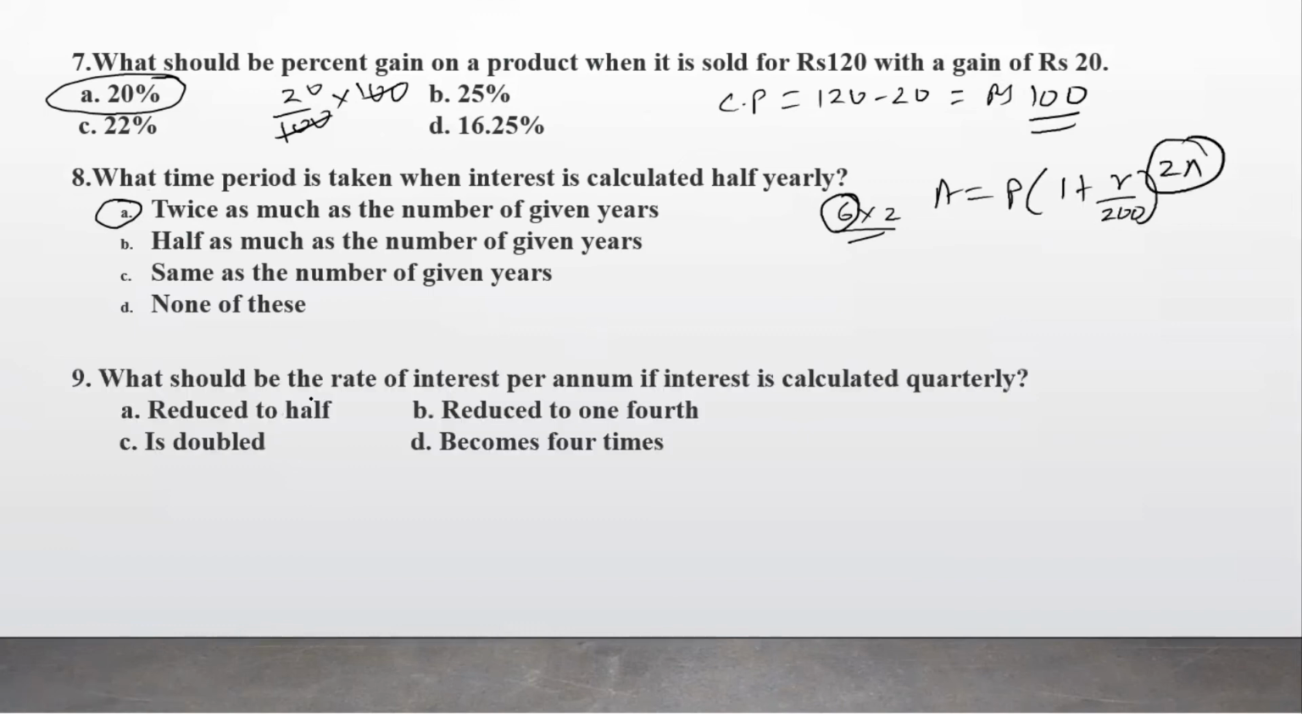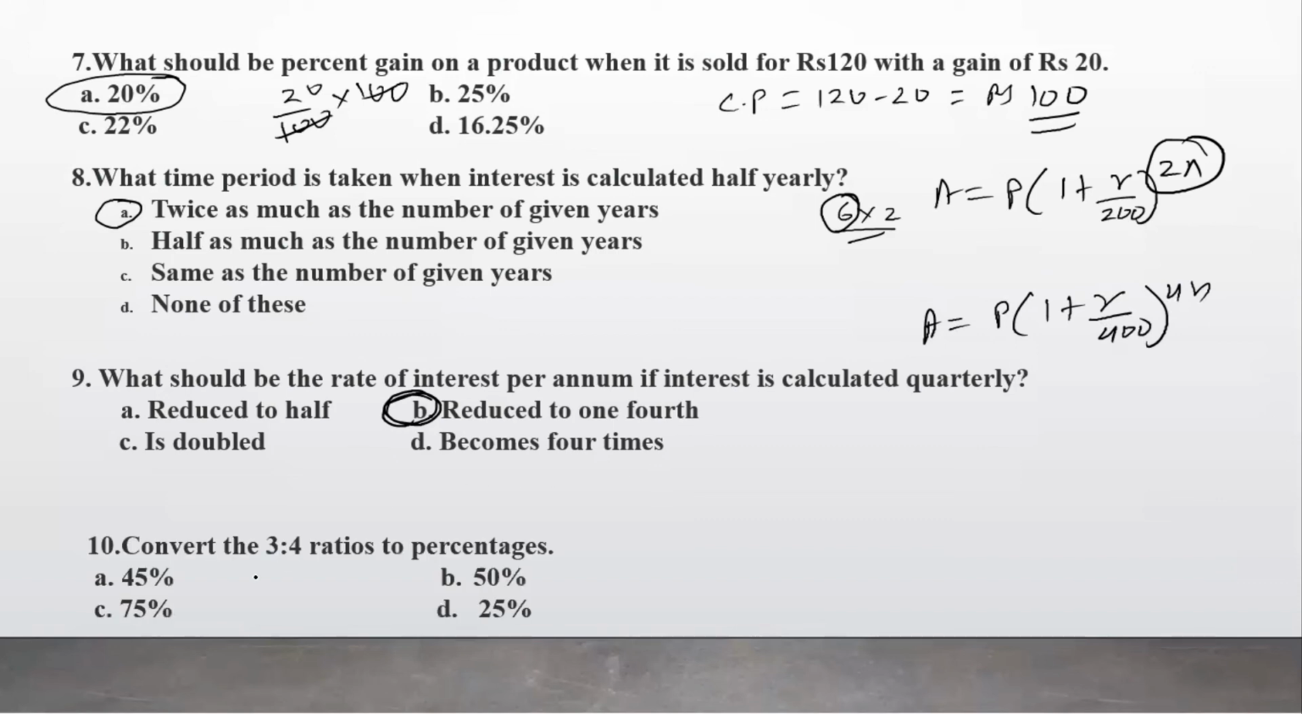Okay. Now, what should be the rate of interest per annum if the interest is calculated quarterly? It should be reduced to 4. The rate of interest is reduced to 4. Again, for quarterly, remember the formula A is equal to P in bracket 1 plus R upon 400 raised to 4n. So it is reduced to 4. Just remember, reduced to 4.